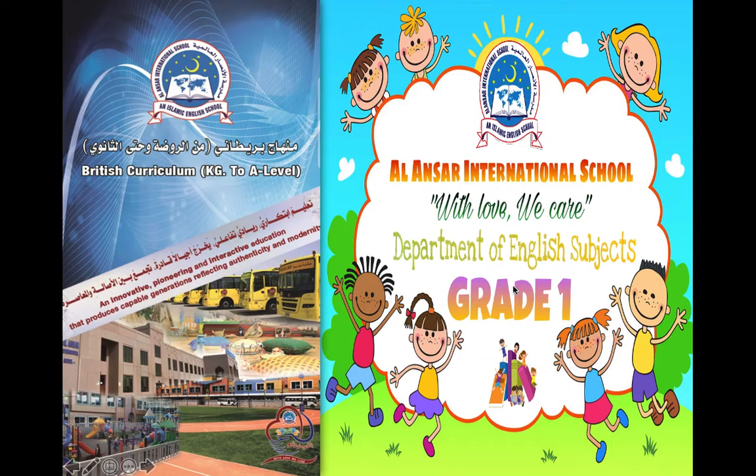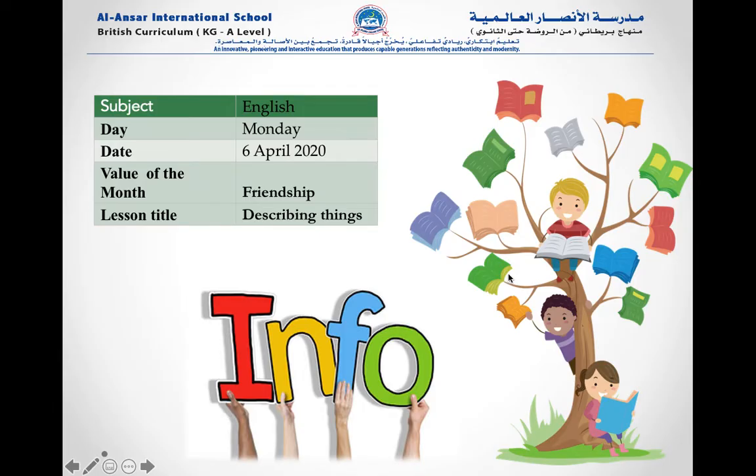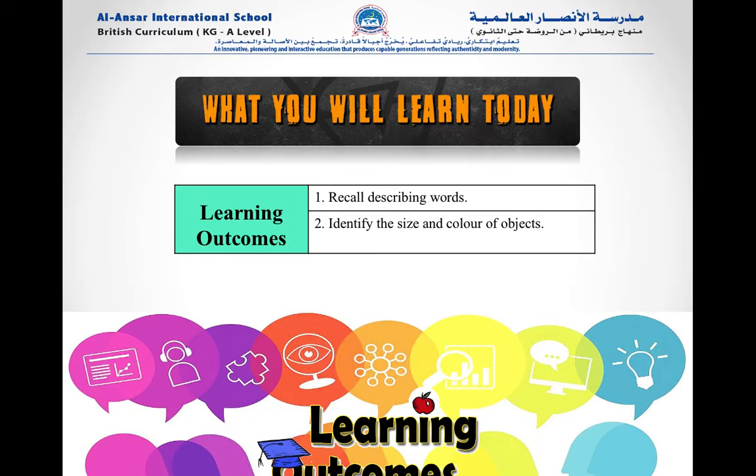English lesson for today. Now today we are learning about describing things. In the previous lesson we learned about adjectives, which are describing words. Today we are going to use those same words to describe different things, but we are going to describe them using size and color.